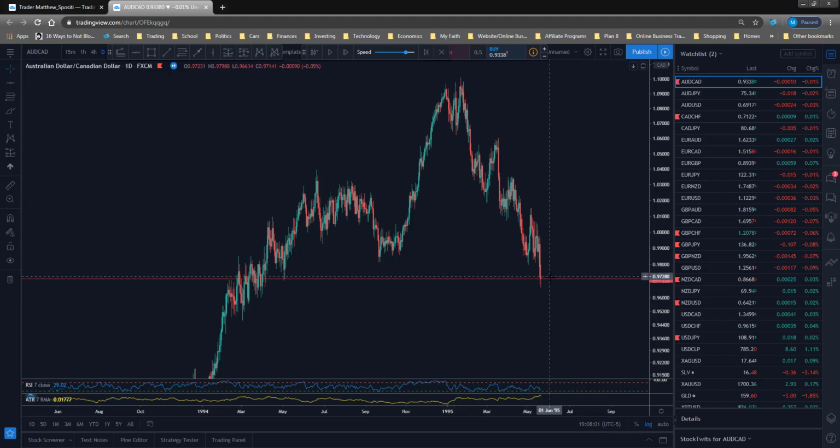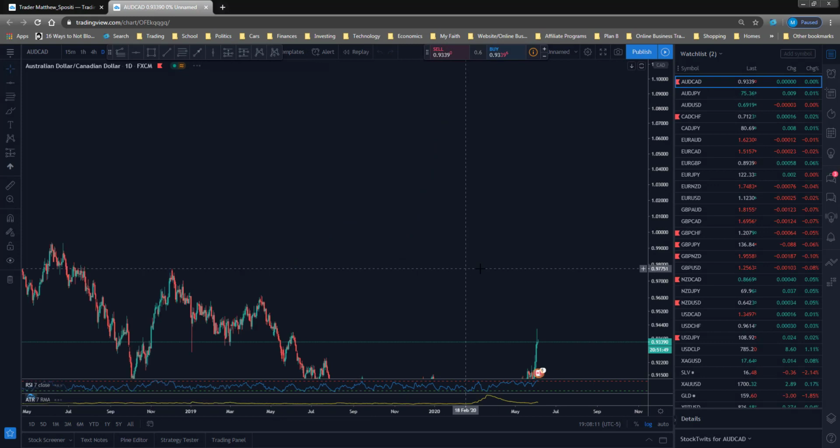This could simply just be big consolidation. This could end up going higher. You never really know when you're watching this stuff live. But that being said, guys, I hope you enjoyed that.